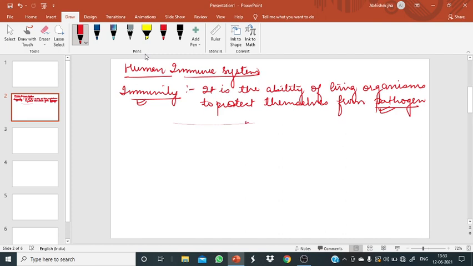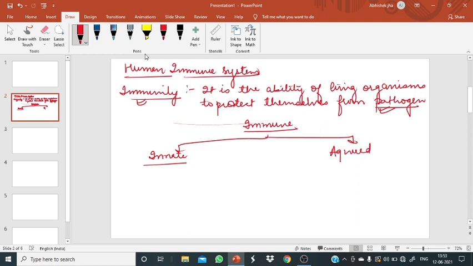So, this immunity, on the basis of where it originates, is of two types. The one type is innate immunity and the other type is called adaptive or acquired immunity. As the name suggests, innate immunity is present in an organism by birth, and this immunity is non-specific.